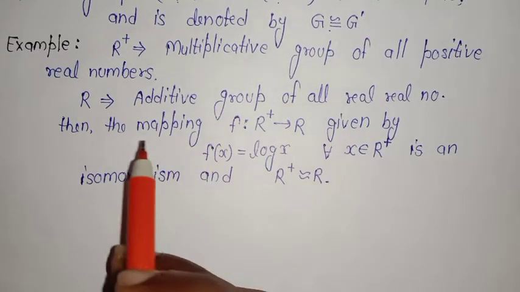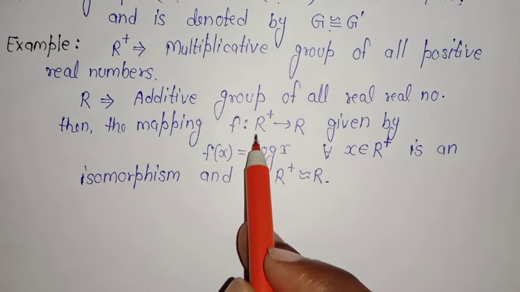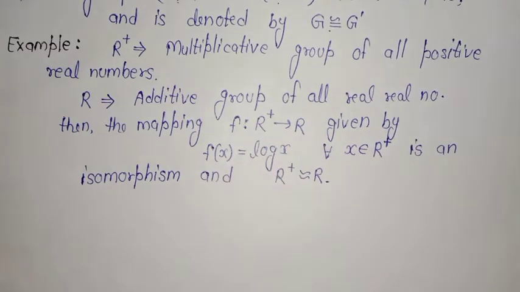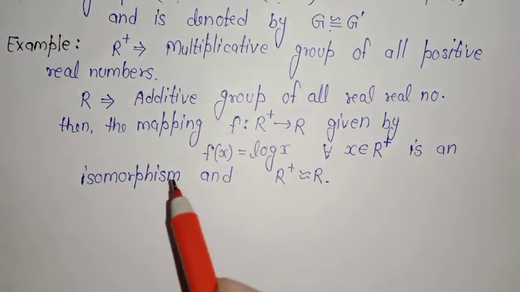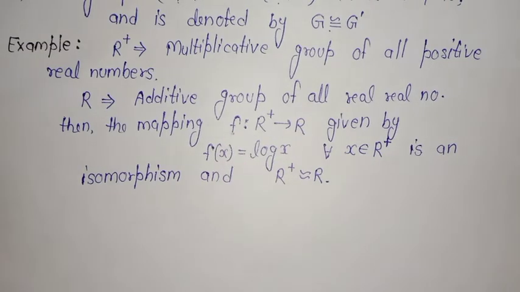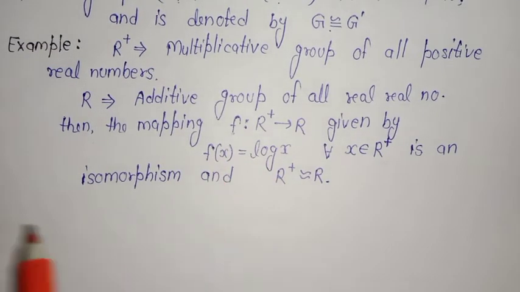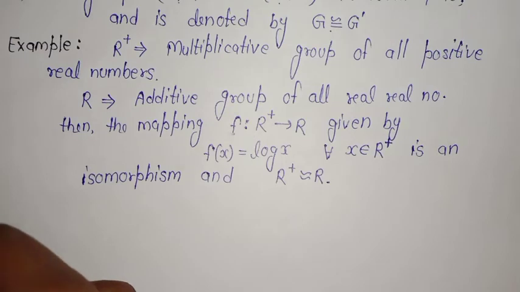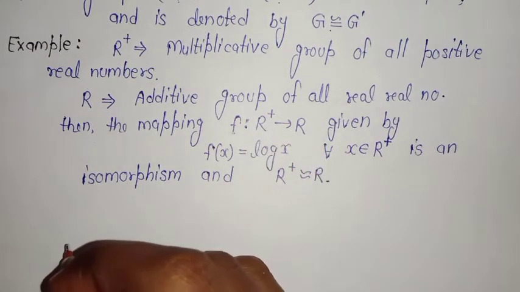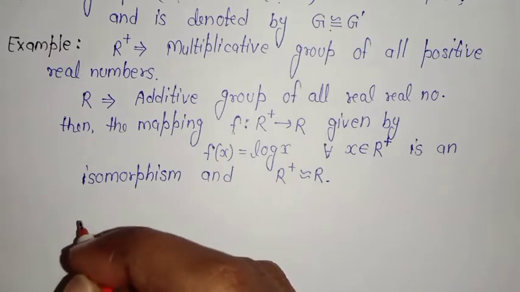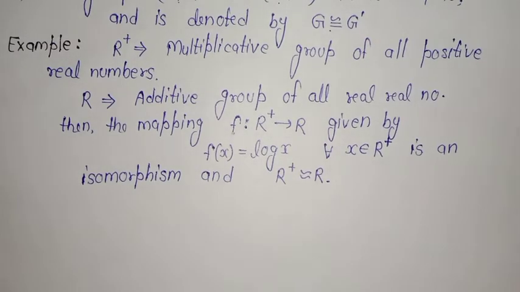In order to show that these two groups R+ and R are isomorphic, we have to show first that f is bijective, and then we have to show that f is a group homomorphism. If these three conditions are satisfied, then we can say that the given groups are isomorphic to each other. So firstly we show that the function is one-one.